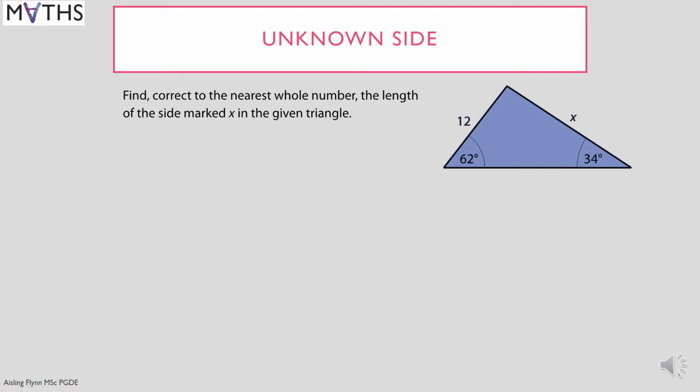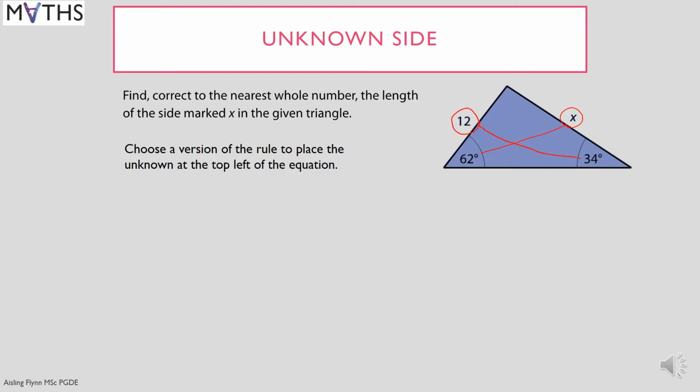Find, correct to the nearest whole number, the length of the side marked x in the given triangle. The advice here is to choose a version of the rule to place the unknown at the top left of the equation, and we'll see why that's useful in a minute. First things first, we're going to match up angles and opposite sides in their pairs. So clearly 62 is opposite to x, so 62 goes with x and 34 goes with 12.